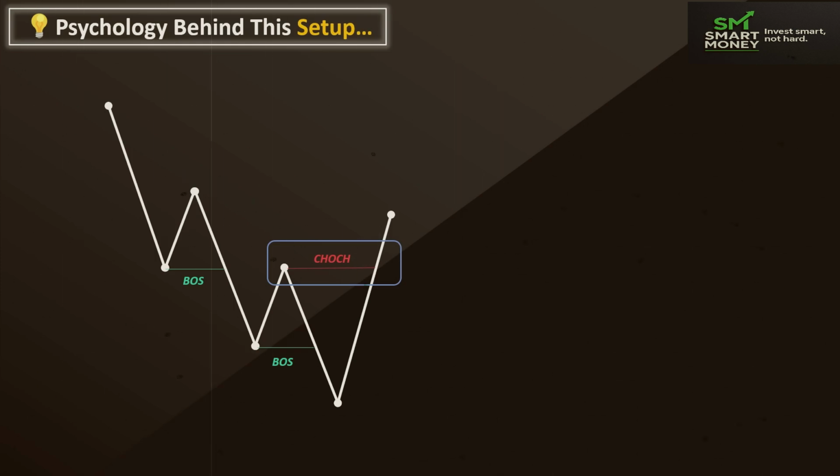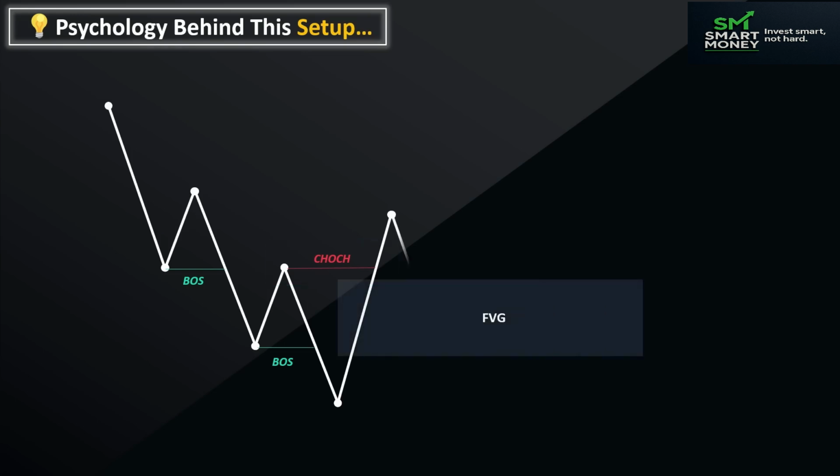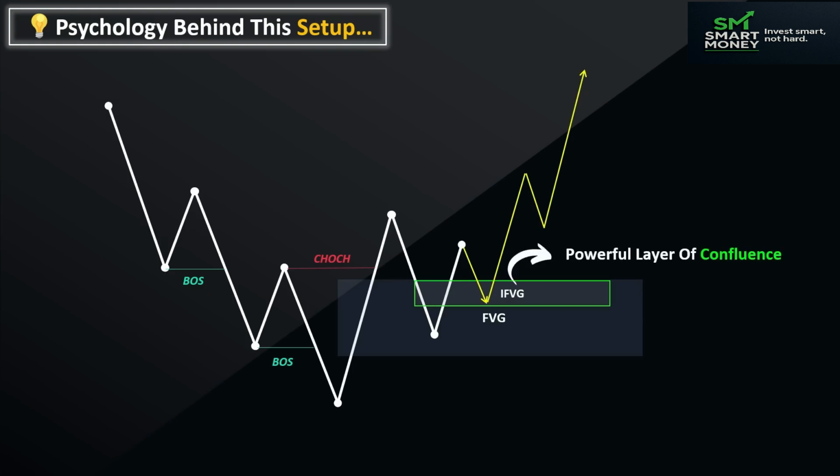The second critical factor occurs when price taps into a fair value gap within the change of character leg, rejects from it, and simultaneously forms and respects an inversion fair value gap inside that higher time frame FVG. This overlap creates a powerful layer of confluence, confirming that momentum is shifting in the opposite direction.